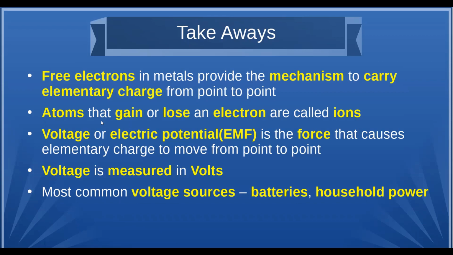And an atom that gains or loses an electron is called an ion, either positive or negative. Voltage is the potential, or EMF, the force that causes the charge to move from point to point. And movement of the charge we call current. We measure it in volts, named after that Volta guy. He discovered a lot of other things. Most common are batteries and household power. Even with amateur radio, if it's not a portable or mobile base station, it will run on 13.8 volts. So you need a separate power supply that looks like a battery, basically.